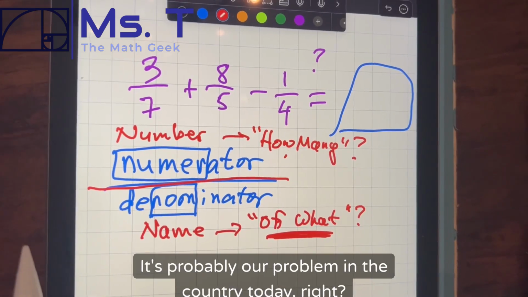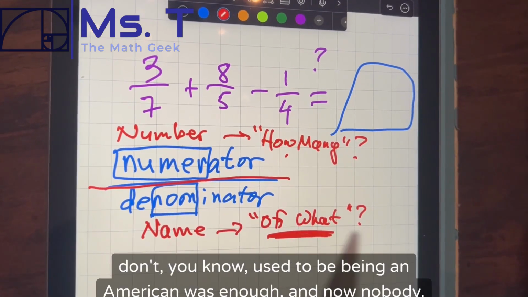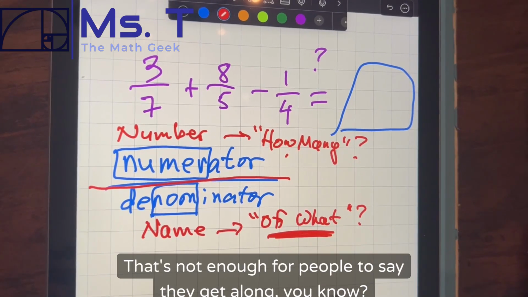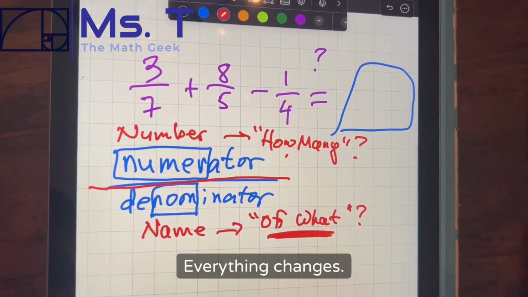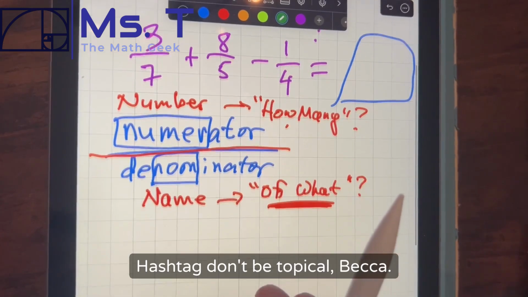All right? It's probably our problem in the country today, right? In our world today, we don't have a common denominator. It used to be being an American was enough, and now that's not enough for people to say they get along, I don't know. Everything changes. Okay. Hashtag don't be topical, Becca.